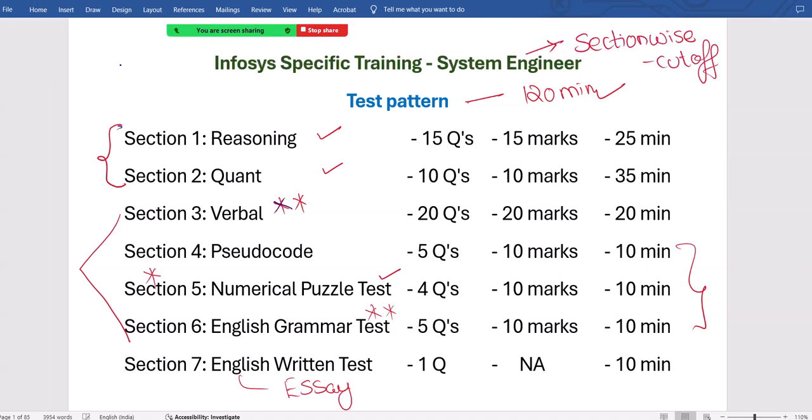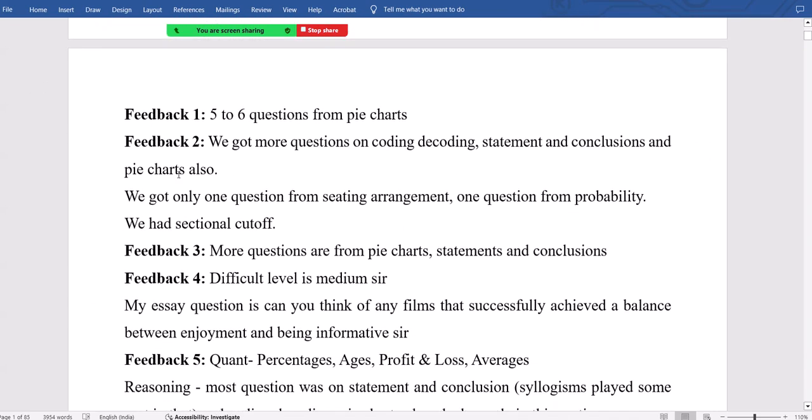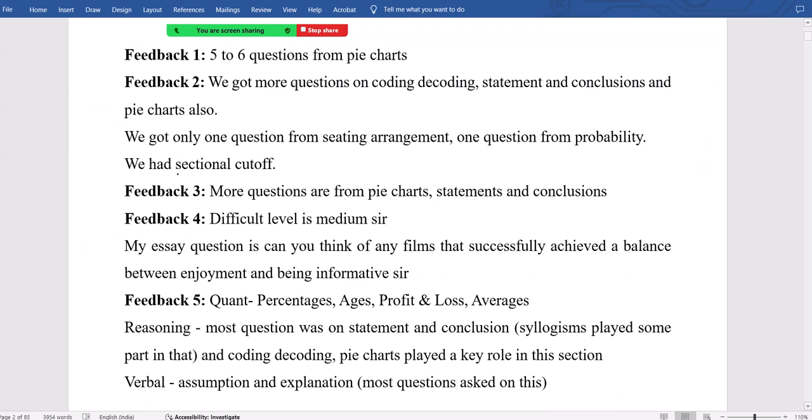So verbal, I am repeating. Even though I am a quant and reasoning faculty, as you are our students, we will make sure you succeed. You have to focus more on verbal and English. Why, sir? You can see the feedback given by students recently. One student said they're asking 5 to 6 questions from pie charts in quant and reasoning. More questions on coding and decoding, statements and conclusions, syllogisms. You need to prepare.